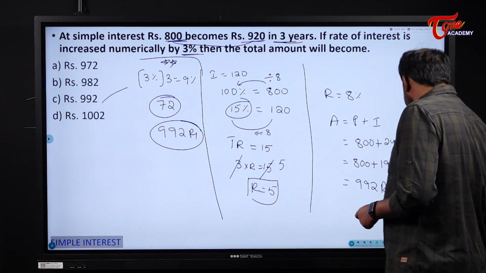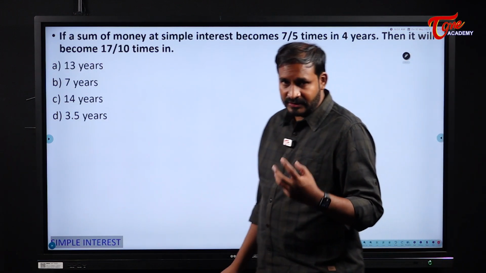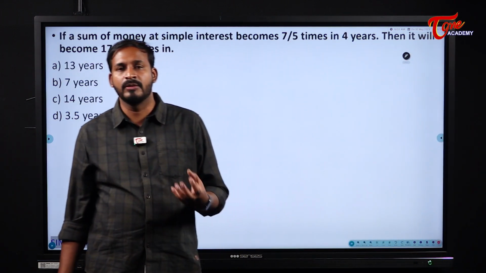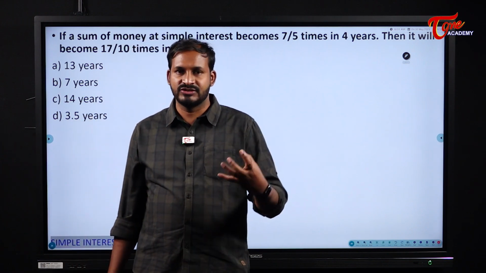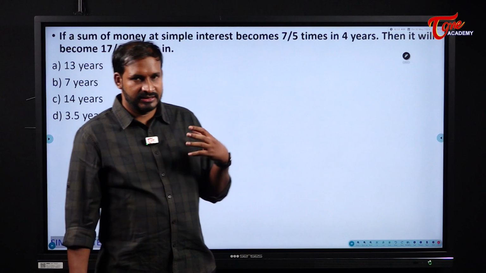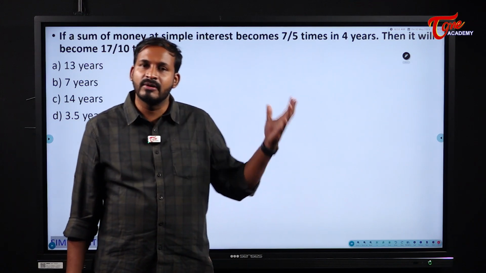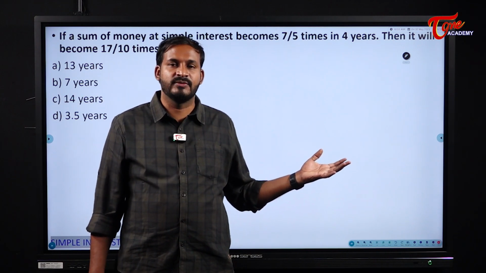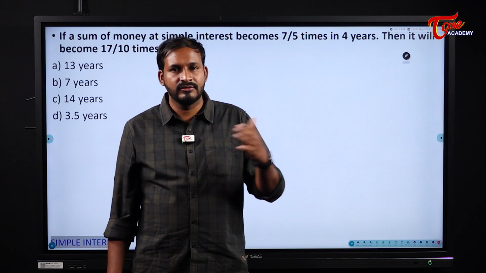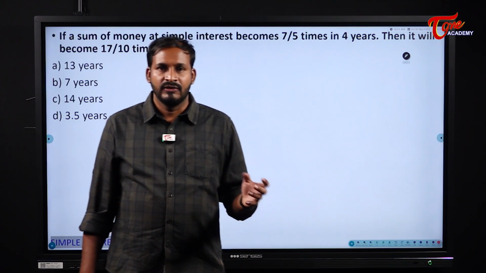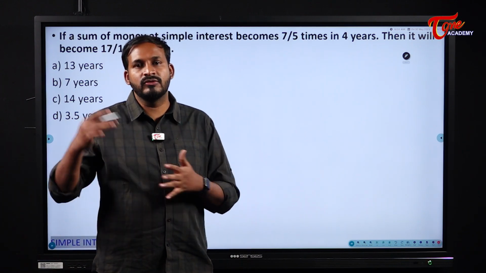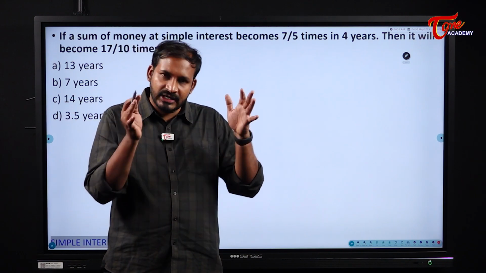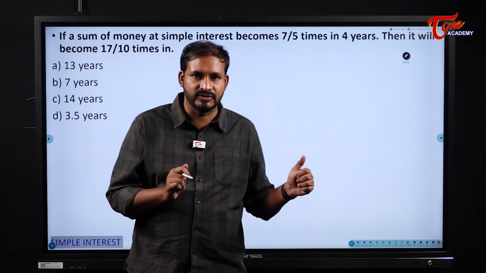Next one. See students, intentionally I am telling for each and every problem, both the standard and the shortcut. Why? Because sometimes in the examination hall, we may not remember all the shortcuts. In that case, definitely we should follow the standard procedure. That is the reason I am telling both the methods. By your practice, you should come to that shortcut level. If not, at least you should solve the problem with the standard procedure.